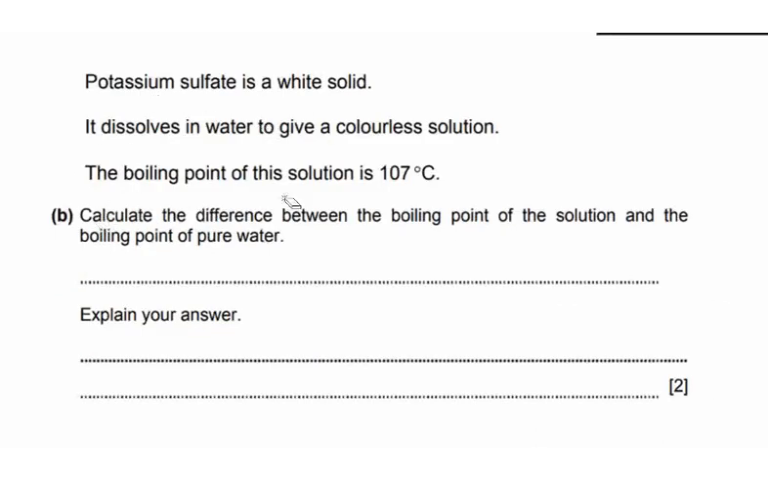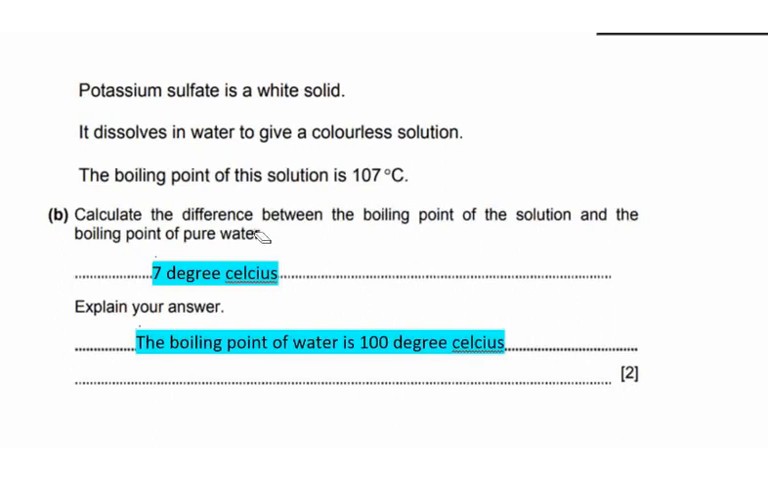B. Calculate the difference between the boiling point of the solution and the boiling point of pure water. Explain your answer. The answer is the difference is 7 degrees Celsius. The boiling point of water is 100 degrees Celsius, so 107 minus 100 gives 7 degrees Celsius.